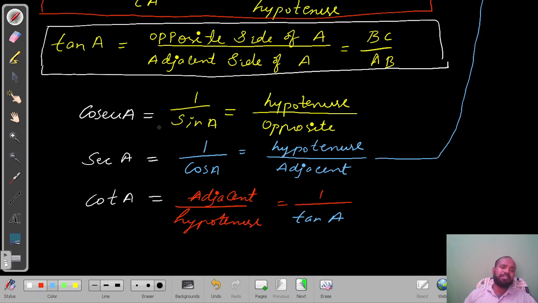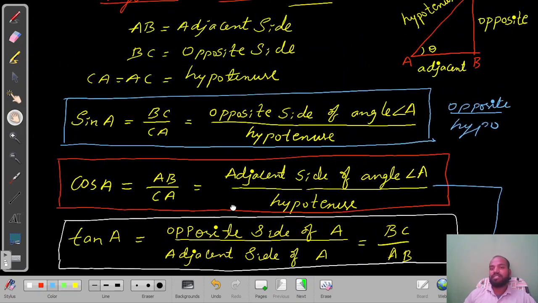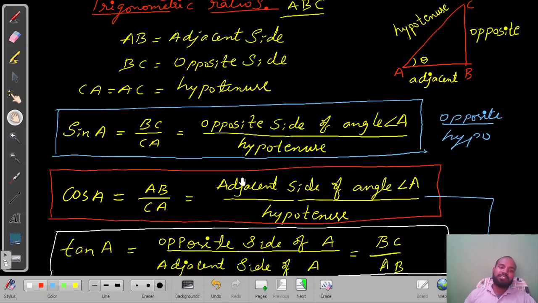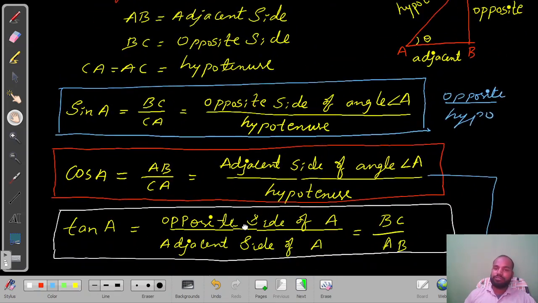Simply remember: cosec means 1 by sine. Sec means 1 by cos. Cot means 1 by tan. If you remember like this, then you never forget these six formulas. You should remember these six formulas till the end of the entire chapter. So these are the trigonometric ratios.